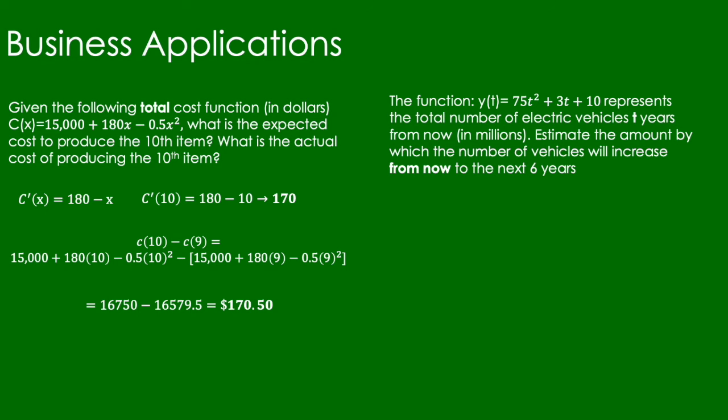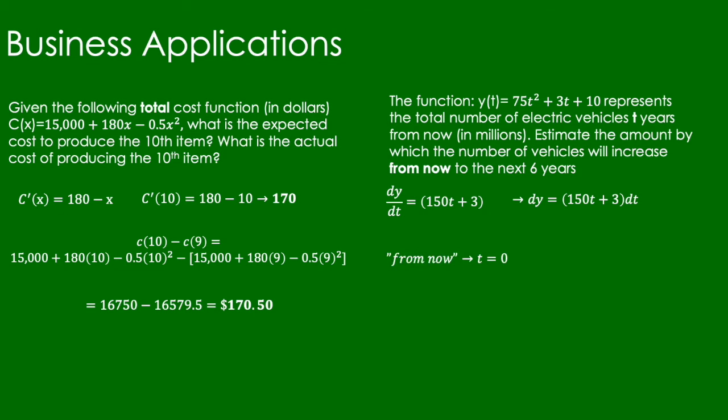The second question is, we have a function, and it represents the total number of electric vehicles t years from now, in millions. We want to estimate the amount by which the number of vehicles will increase from now to the next 6 years. How we do that is by taking the derivative. In this case, we'll express the derivative as dy, the change in the number of vehicles, over dt, the change in time. That is going to be the derivative of the function. So if we solve for dy, the change in number of vehicles, we'll get this.